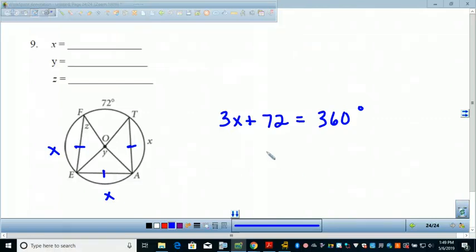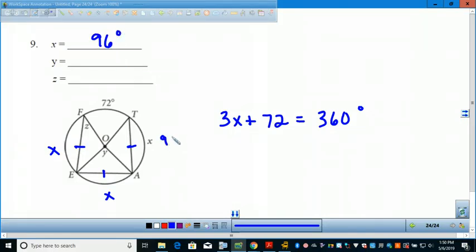So what'd you guys get for X? Did you guys get 96 for X? Yeah. That's correct. Okay, so if this is 96, this is 96. And Y has to also be 96 because that's the central measure. So at least we got X and Y are both 96.